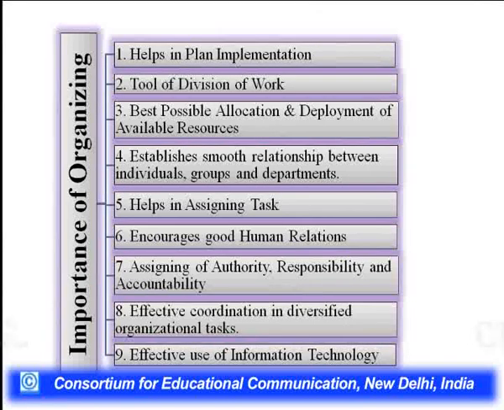It encourages good human relations within an organization. It helps in assigning authority and responsibility, and fixing the accountability aspect. It is also important in terms of effective coordination in diversified organizational tasks. And last but not least, it helps in the effective use of information technology.